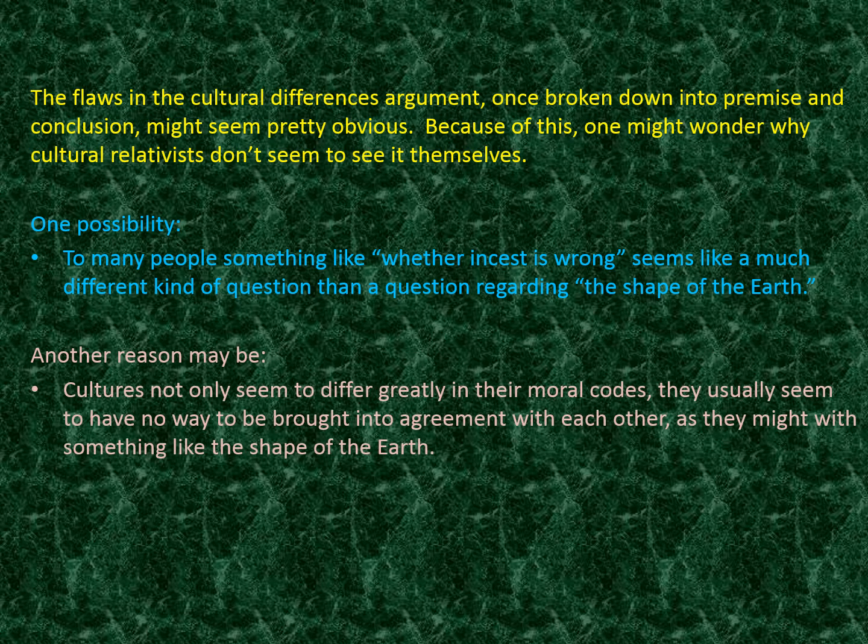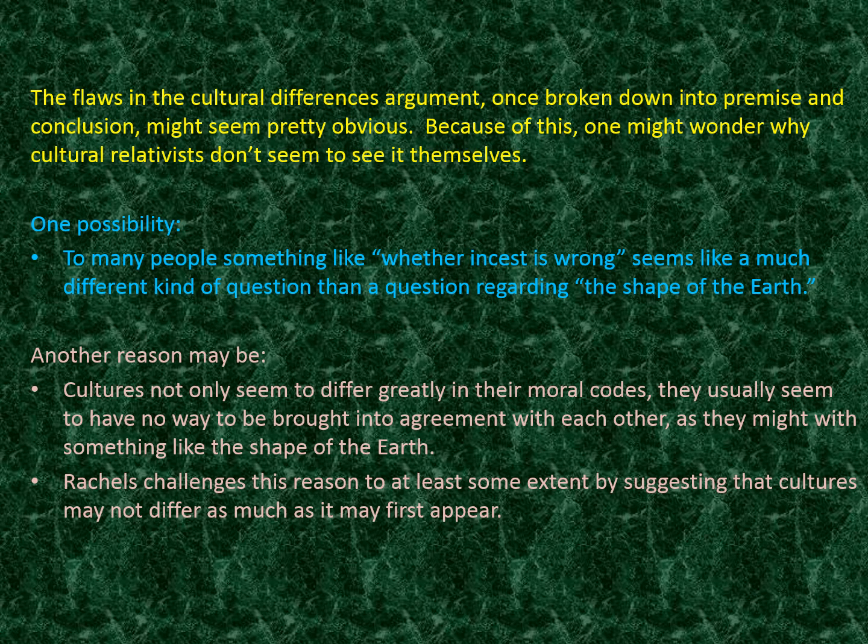Another reason may be that cultures not only seem to differ greatly in their moral codes, they usually seem to have no way to be brought into agreement with each other, as they might with something like the shape of the earth. But of course, agreement doesn't have anything to do with truth. There is a definite truth of the matter as to whether or not human beings landed on the moon, and the truth of this claim does not depend upon whether or not some moon landing deniers can ever be reasoned with or brought into agreement regarding the moon landing.